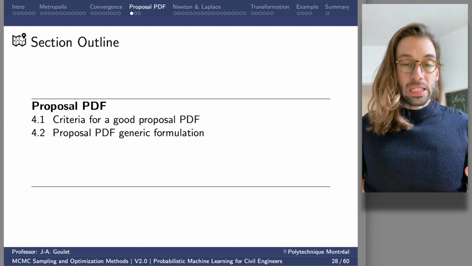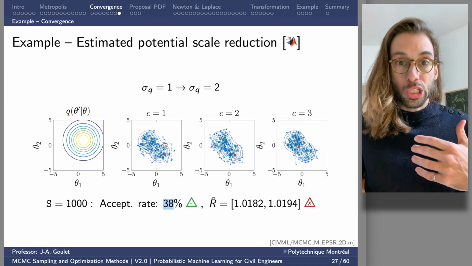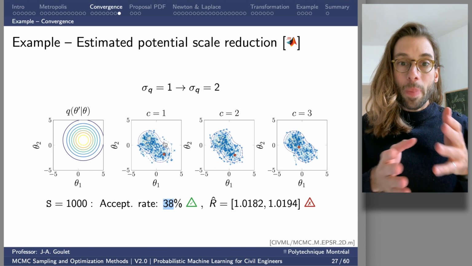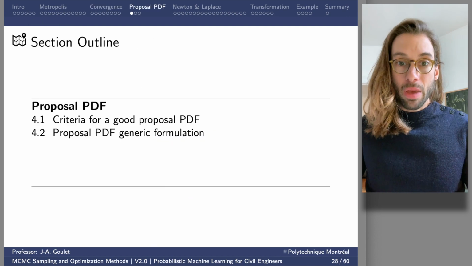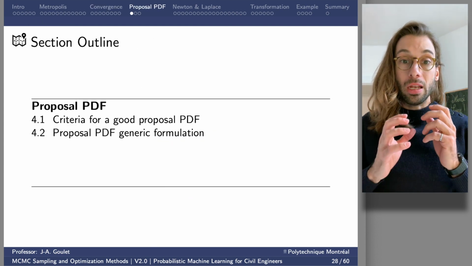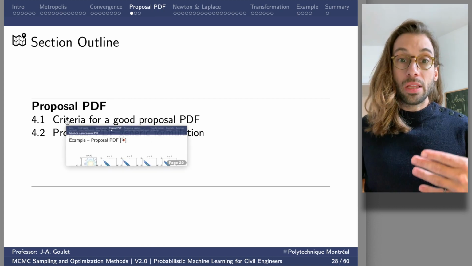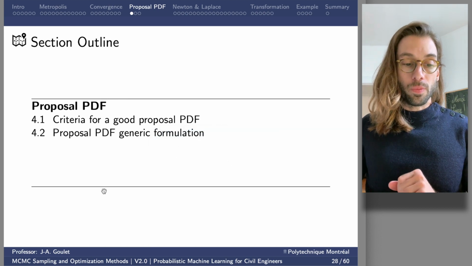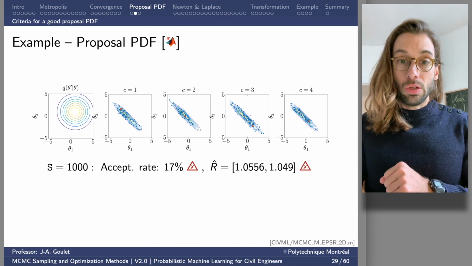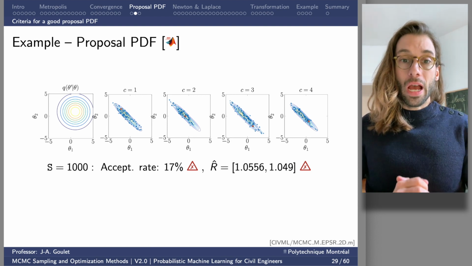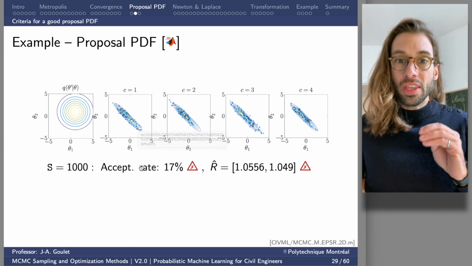In one dimension, like it is here, it is easy to find a good proposal distribution, okay? Because we're only in 2D, we see our posterior, we could easily pick a good proposal, okay? But when we're going to be in 20, 100, 1,000 dimensions, it's going to be much harder to find an appropriate proposal PDF, okay? So we're going to investigate what criteria we can use to define a good proposal, okay? And then what is the generic PDF that's going to be self-tuning and that can be adapted to any domain.